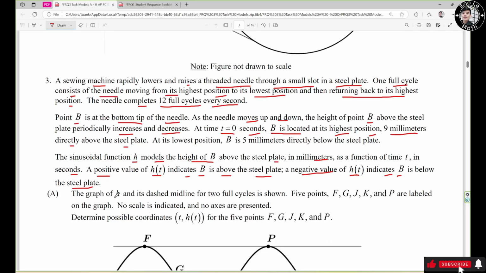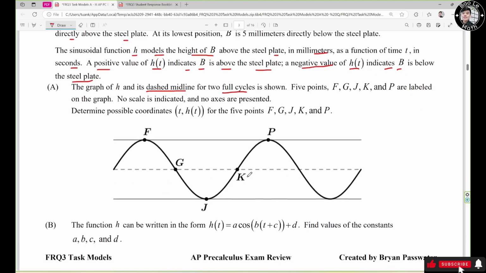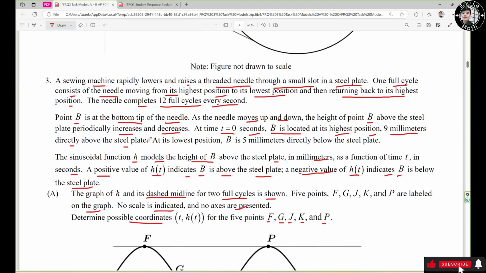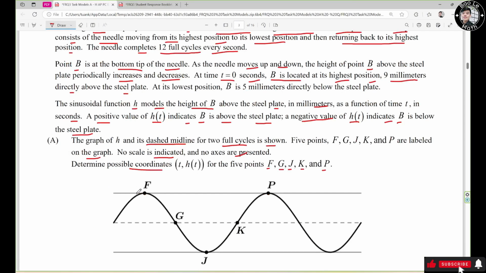The graph of the function h and its dashed midline for 2 full cycles is shown. 5 points F, G, J, K, B are labeled on the graph. No scale is indicated and no axis presented. Determine possible coordinates of the 5 points F, G, J, K, and B. Now look at this one right here. We need to locate the maximum, minimum, and midline first.